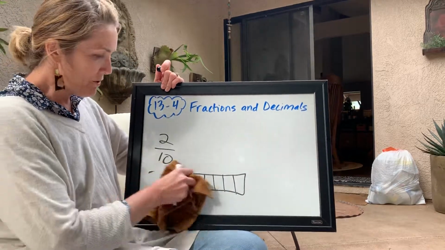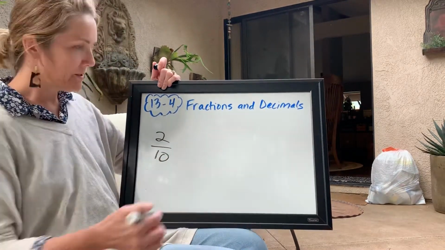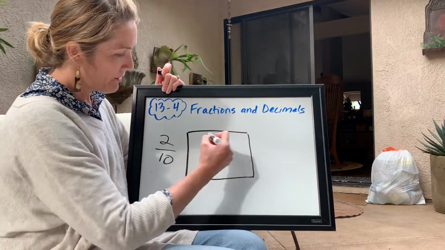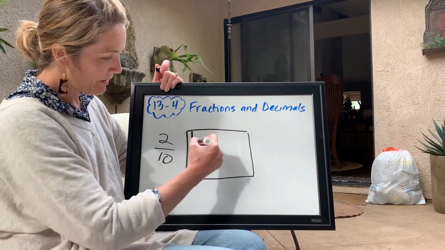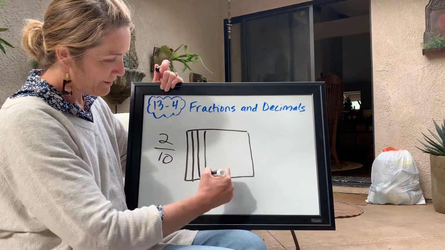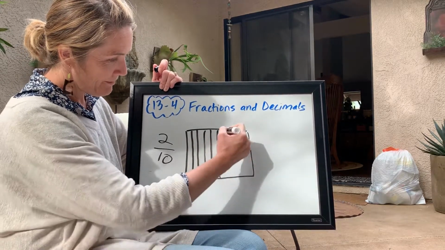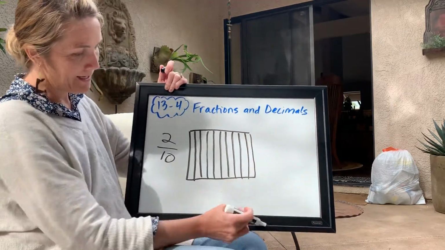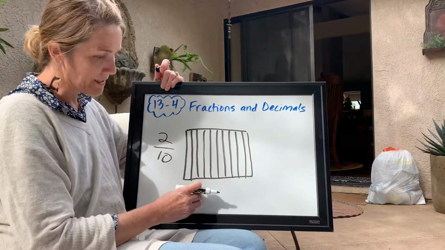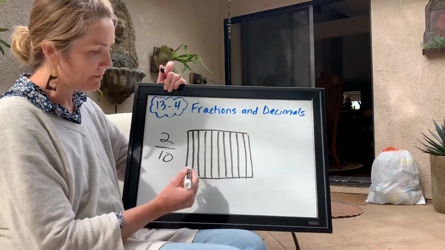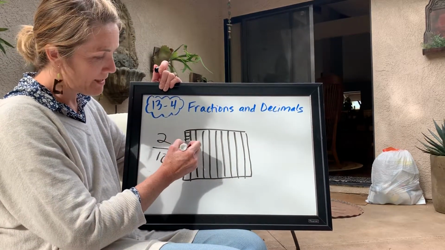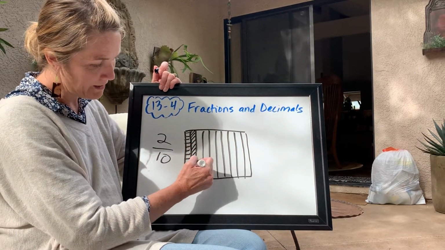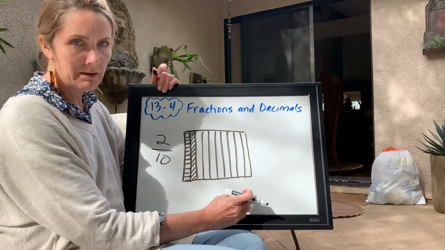Well, we're just going to expand that, and you're going to use a square grid. They are going to be just like this. You're going to have 1, 2, 3, 4, 5, 6, 7, 8, 9, 10. So you're going to be given something that looks like this, and they say show 2 tenths on this. Well, 2 tenths is really this one column, and this column. So this is 2 tenths of that box.